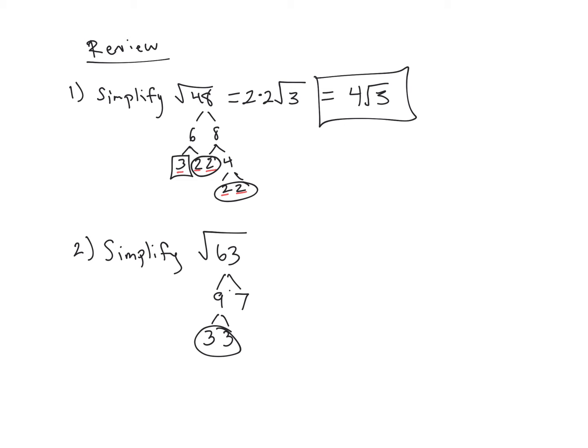All right, so breaking that down, I'd have a pair of 3s and a single 7. 3 on the outside, 7 on the inside. Hopefully you picked 3 square root of 7 as your answer.